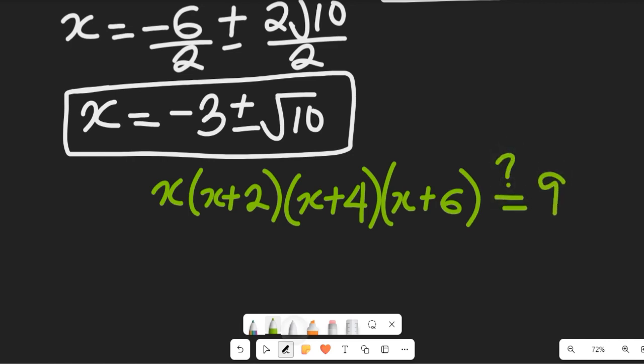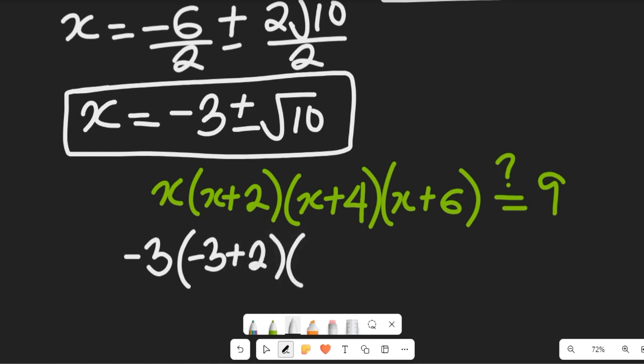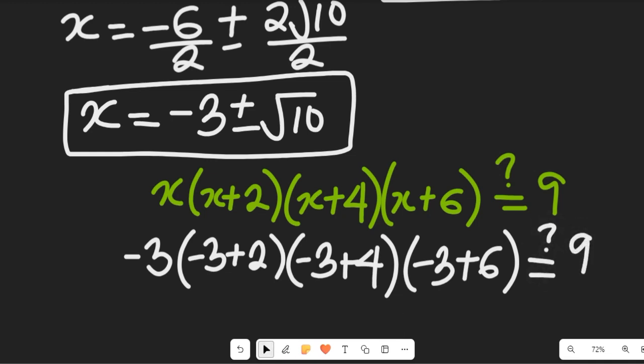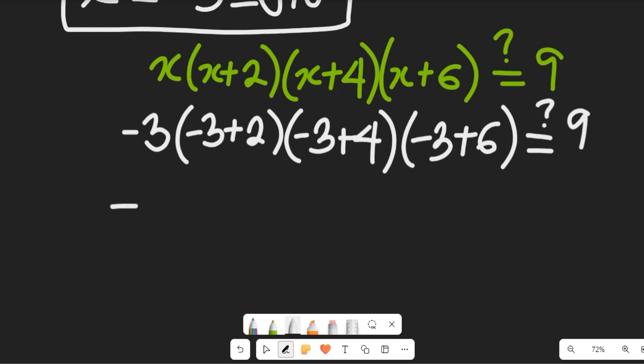Let's find out. So we're going to have our x to be negative 3 multiplied by negative 3 plus 2 multiplied by negative 3 plus 4 multiplied by negative 3 plus 6. Now will this solution be equal to 9? Let's see. We have negative 3 multiplied by this: minus 3 plus 2 is going to give us minus 1. Minus 3 plus 4 is going to give us 1.